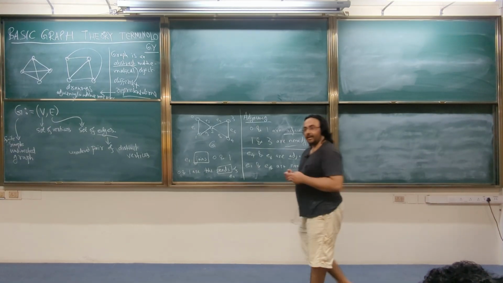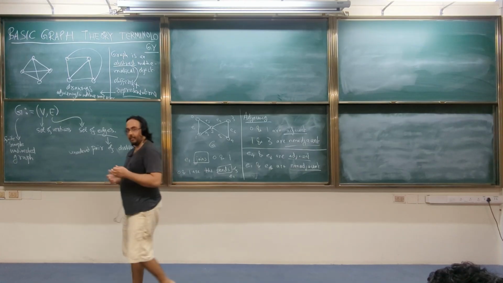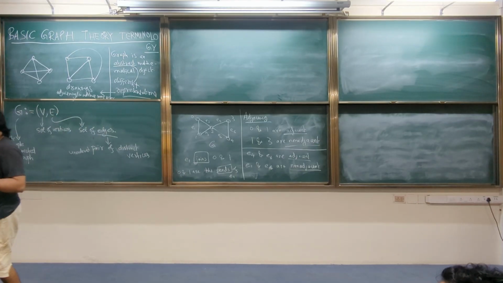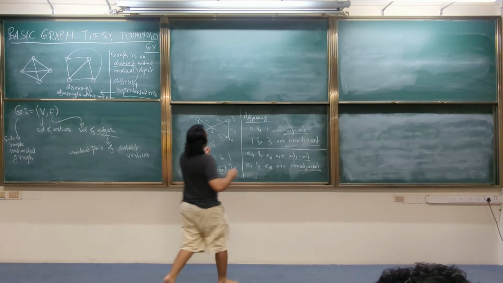Anybody? We talked about vertex and vertex. We talked about edge and edge. Anything else you can think of? Yeah. What's the other combination? Incidence. For vertex and edge. Let's talk about incidence.